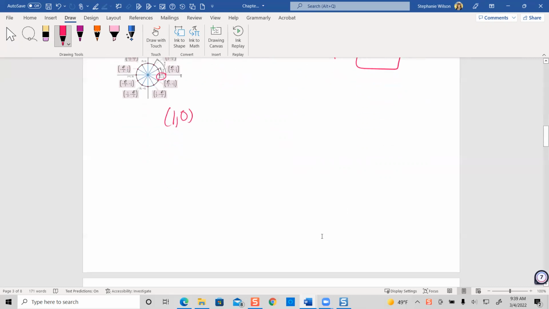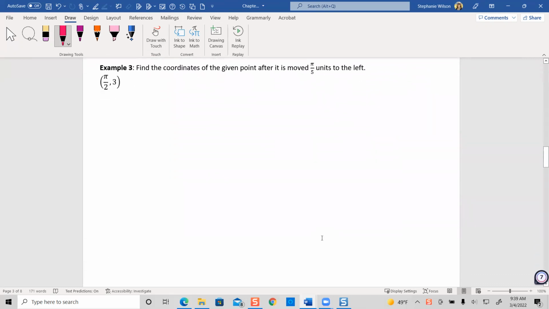So let's go to our next example. We're going to find the coordinates of the given point after it is moved pi over 5 units to the left. Well, if I'm moving it to the left, then we're going to the negative values. Okay. If I was moving it to the right, we'd call it positive. So what does that tell me? This tells me we're going to subtract. This tells me we would add, right? And if we're moving left or right, we're only affecting the x value. So we're going to take it and we're going to subtract that pi over 5.